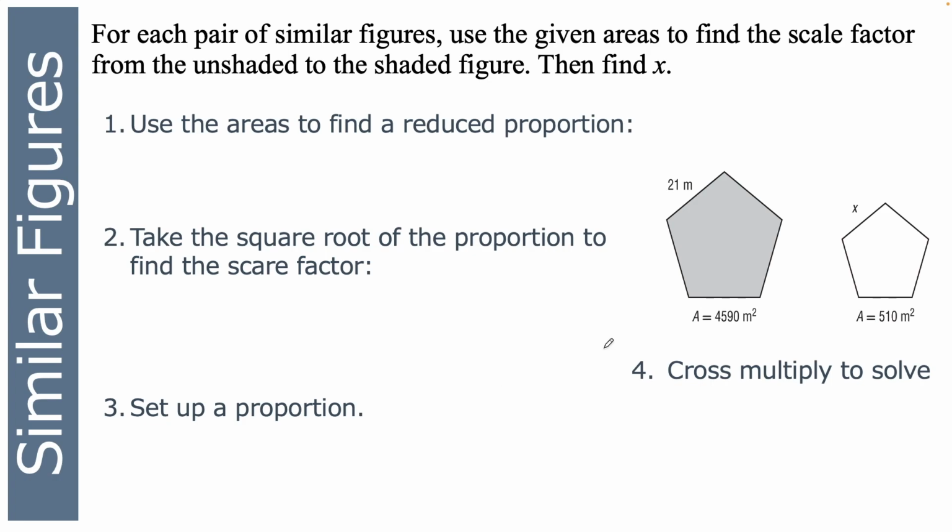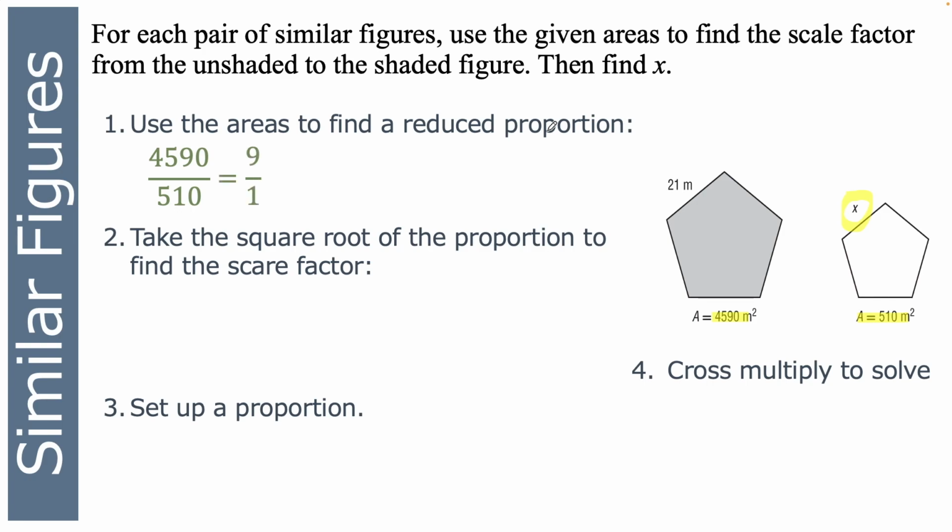This time, we got to go backwards because this time, look, we're missing the side. We have the two areas, but we don't have one of the sides. So we're just going to use it backwards. So step one, use the areas to find a reduced proportion. So we've got 4590 over 510. Those are horrendously large numbers. If you reduce it, it becomes much prettier. It's just 9 over 1.